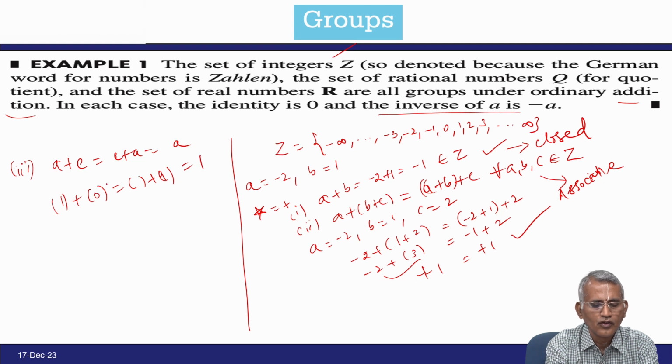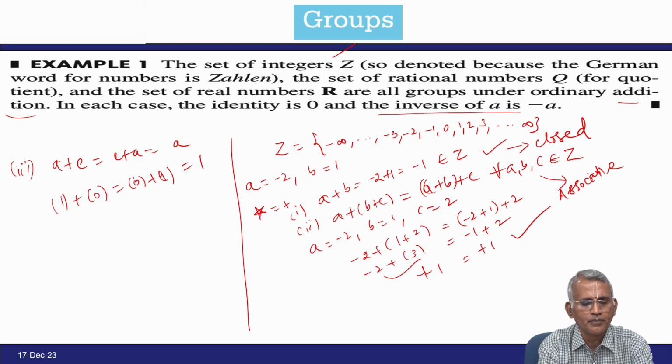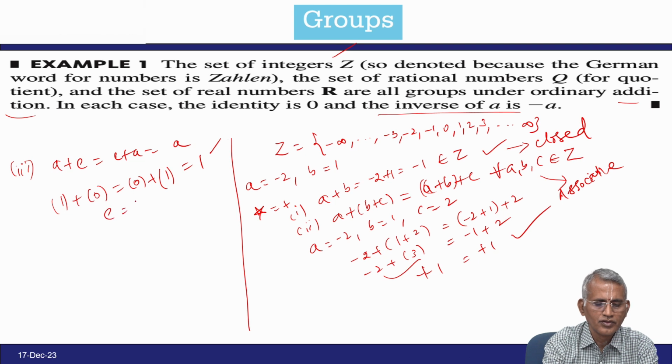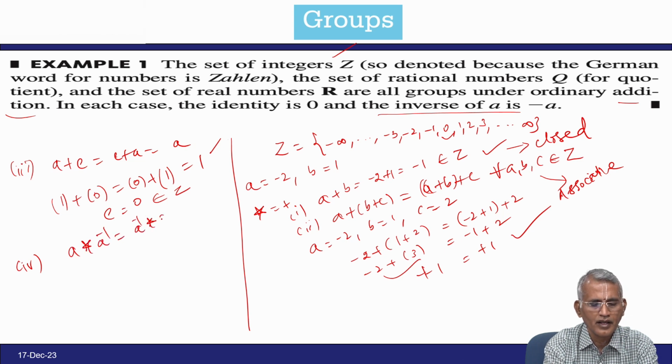So, you have to check that 0 is the only possibility for the element; when it is added, the resultant will be 1, which implies the existence of identity is satisfied. So here e equal to 0, and you check whether 0 belongs to Z. Yes, definitely it belongs.